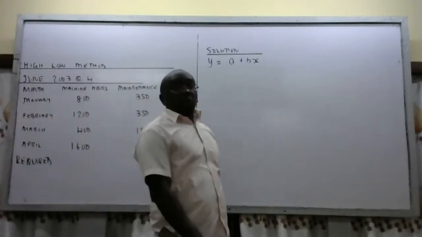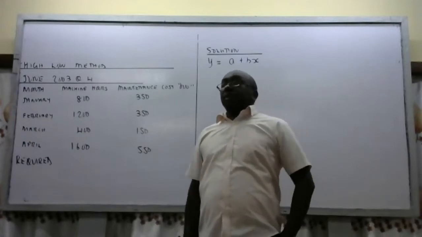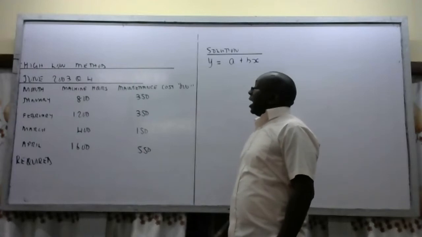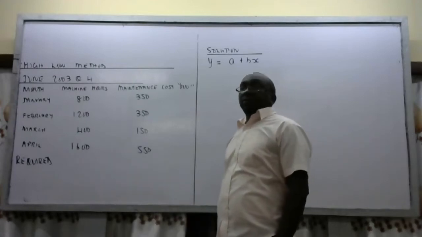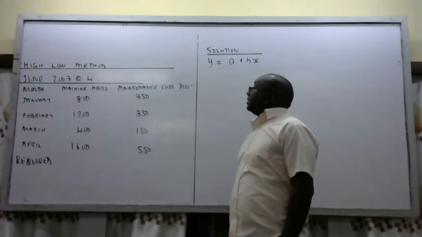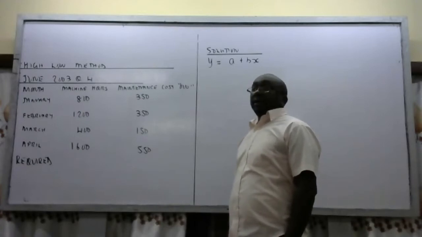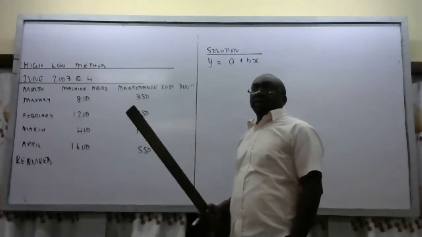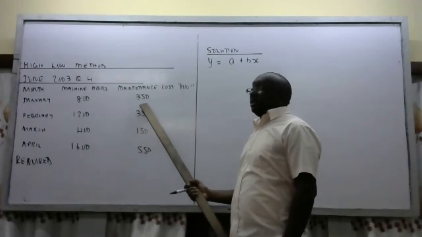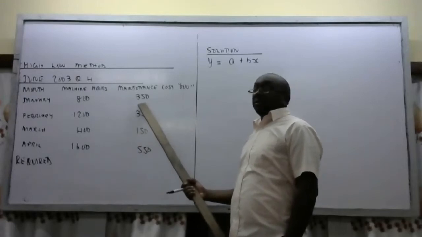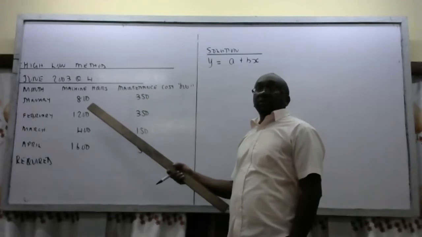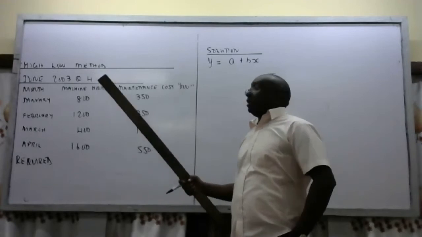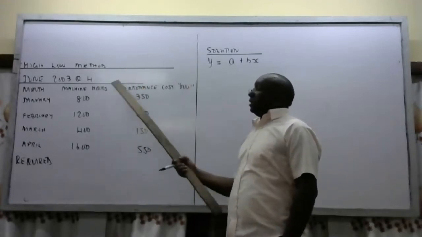And then we have said when you are in the high-low, what you do, you go to the column of x. So the question has not told us who is x, so it's upon you to know. So who is our x here? The machine hours. X is the one that makes the other one to change. It is the machine hours that should be changing the maintenance cost, but not maintenance cost making machine hours to change. So x will be machine hours.